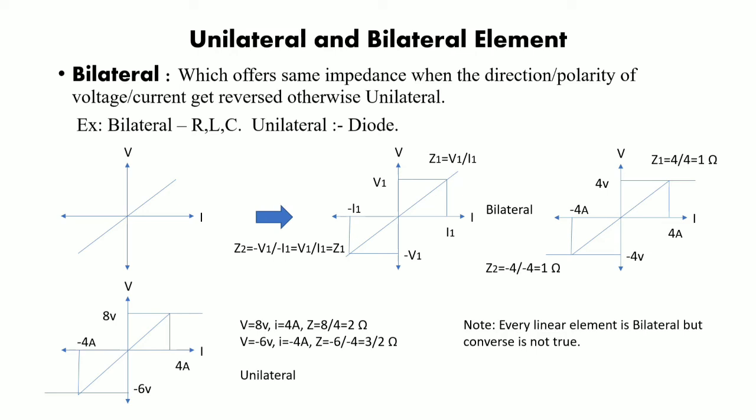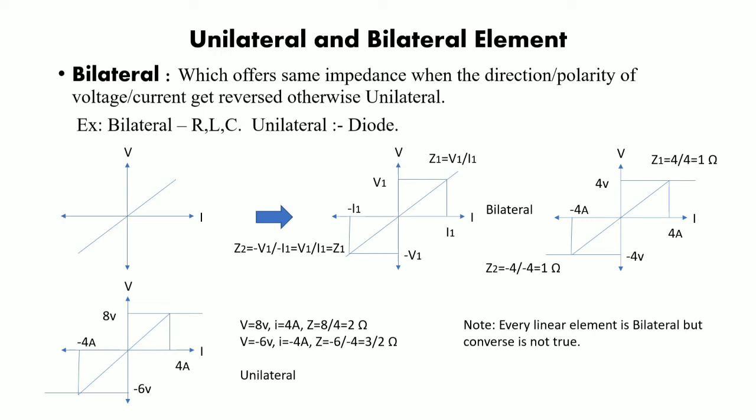In graph number 1, what is it saying? The definition of bilateral, that which offers the same impedance when polarity of voltage or current gets reversed. In graph number 2, we can see that at V equal to V1, the current is I equal to I1. So let us suppose impedance of first quadrant Z1 equal to V1 by I1 at that point.